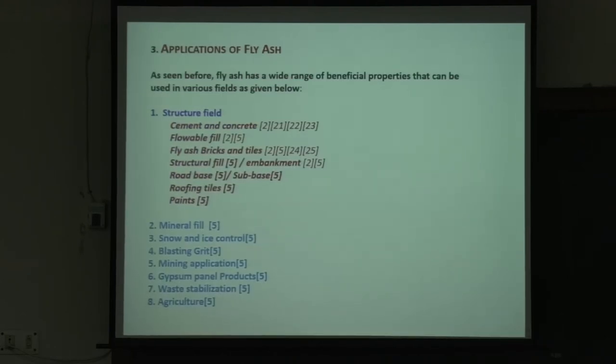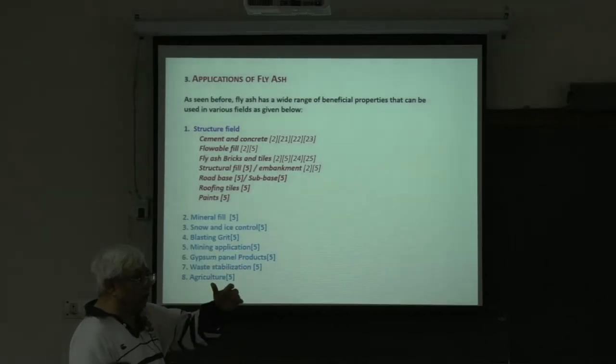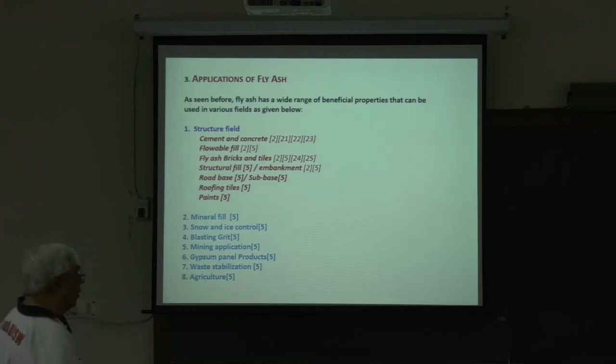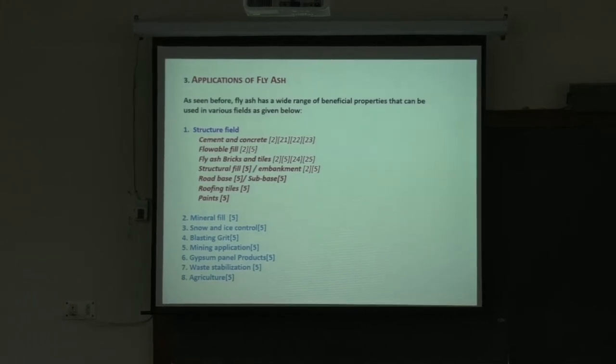Applications of fly ash: as seen before, fly ash has a wide range of beneficial properties that can be used in various fields as given below. In the structural field: cement and concrete, and these are all the references in that book chapter. Flowable fill, fly ash bricks and tiles, embankment, road base, like I was mentioning, making it much cheaper, sub base, that means below the top base, roofing tiles and paints as well. There is so much paint available, and fly ash has different colors. You can sometimes see green paint, here a brownish paint, and if you use near-white fly ash, you can use it in white paint. So these are the things in the structural field.